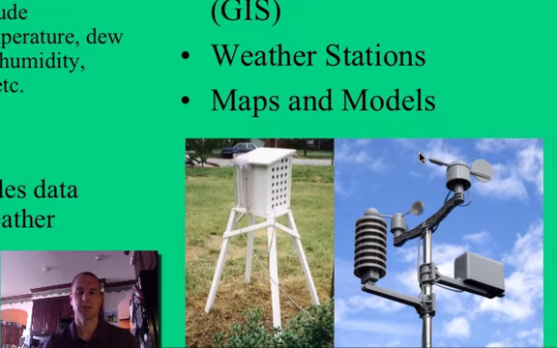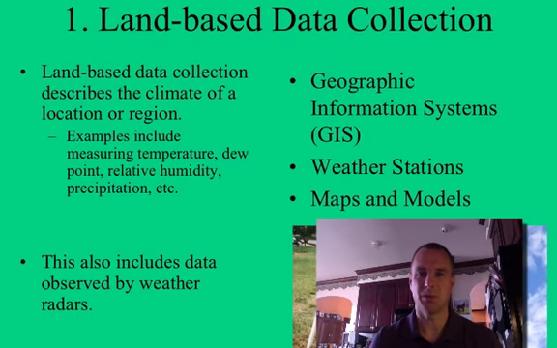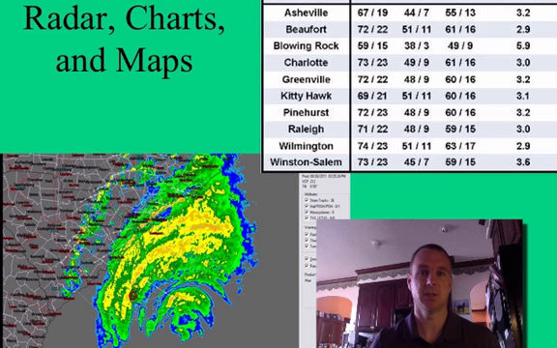Land-based data collection: you can see down here in the bottom right hand corner, there are some common weather stations that you might see around the yard or around the state. They include things that we would normally think of as weather: temperature, dew point, relative humidity, precipitation, etc. We also could have radars in this.